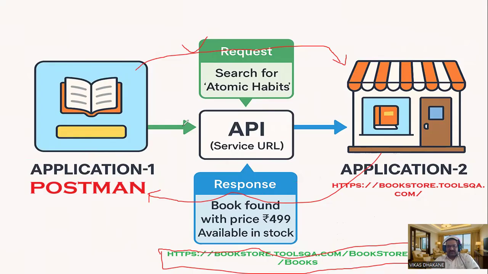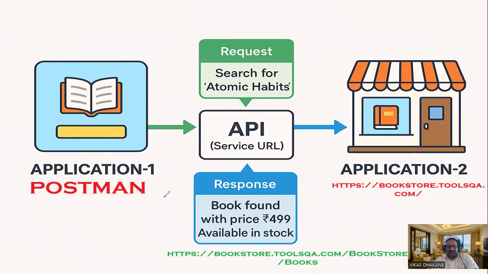So here our application one is the Postman tool, and our application two is this bookstore website. This bookstore API is already provided by this particular application. I will show you that. Now, as we already understood what we are going to test using the API, for the testing purpose we are going to use the Postman tool.